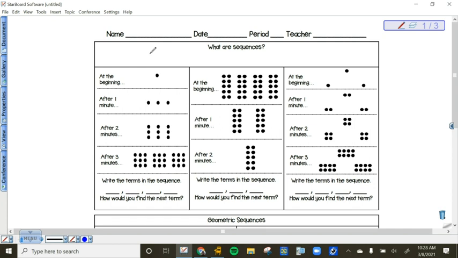Okay, what did you come up with? What's the definition of a sequence? Yeah, exactly. A progression. And then I'm going to add on to that today, saying that follow a particular pattern. So there's a pattern.